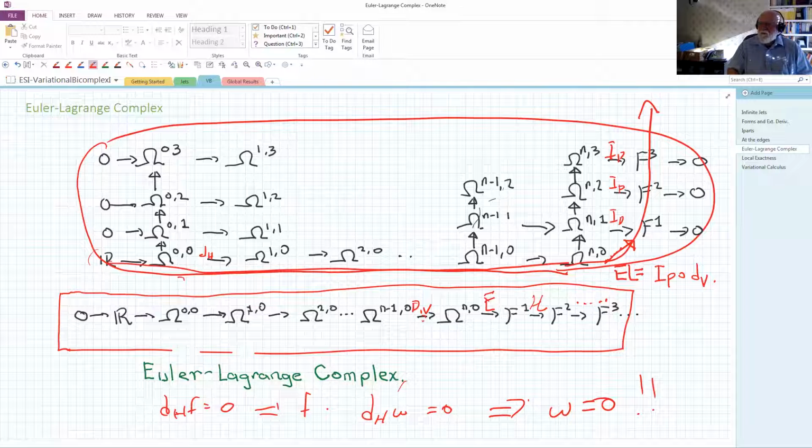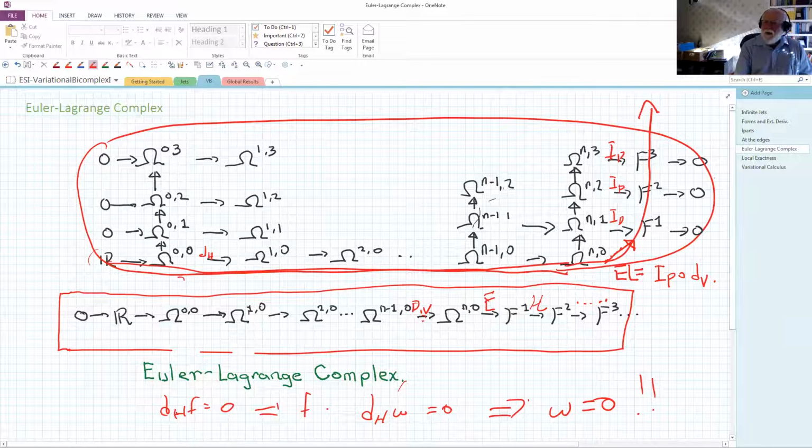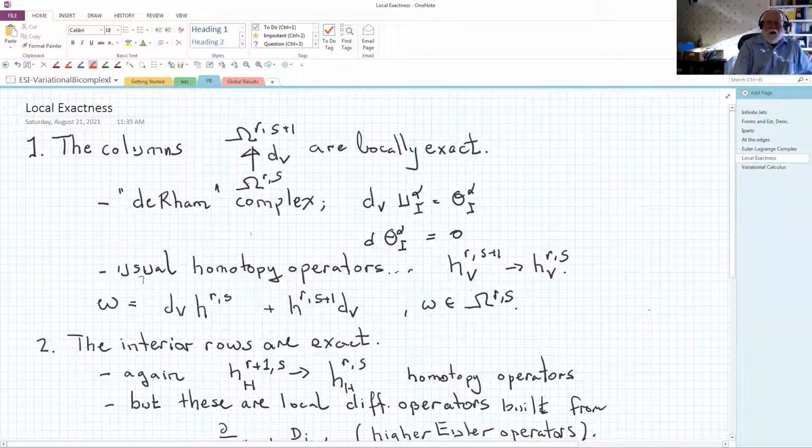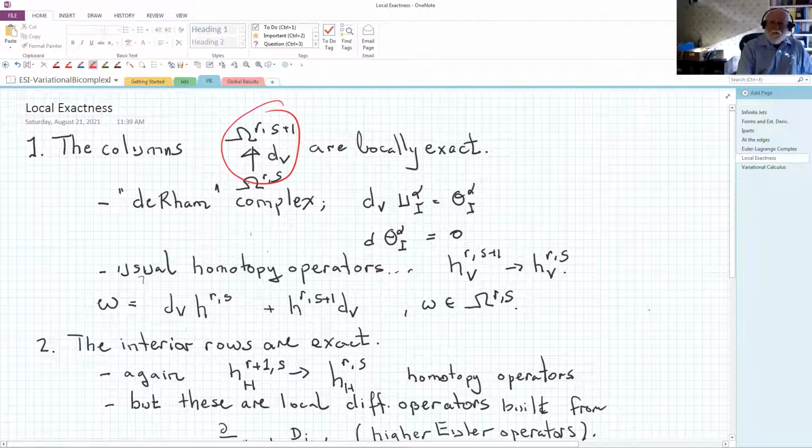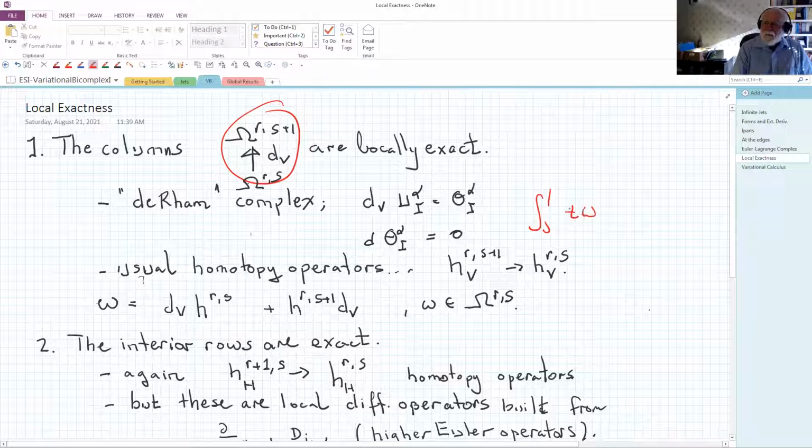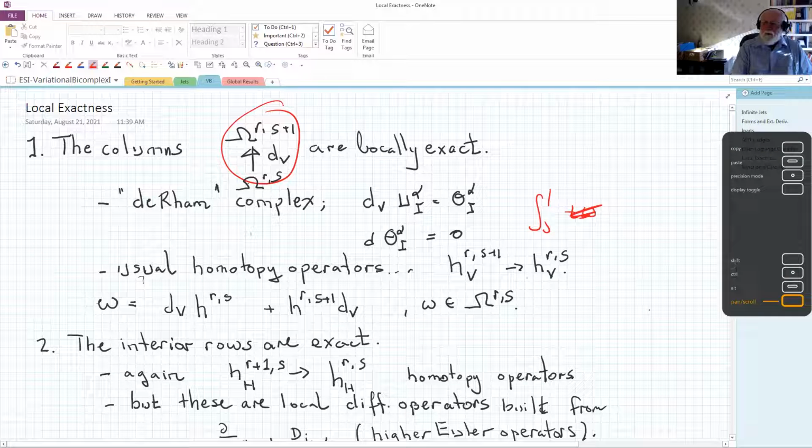Okay, so I'm pretty much out of time for today. I'll just end by saying, let me just do one last slide and we'll pick this up tomorrow, that the Euler-Lagrange complex is locally exact. That the dV exactness, the exactness of the vertical columns, it uses sort of usual de Rham homotopy operators. So this homotopy operator is some kind of line integral. T times, I'm not going to write it down.